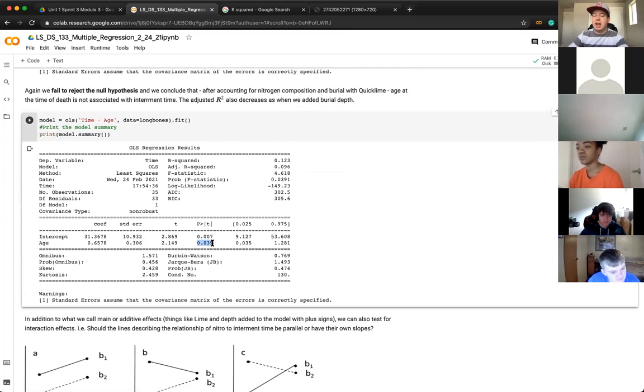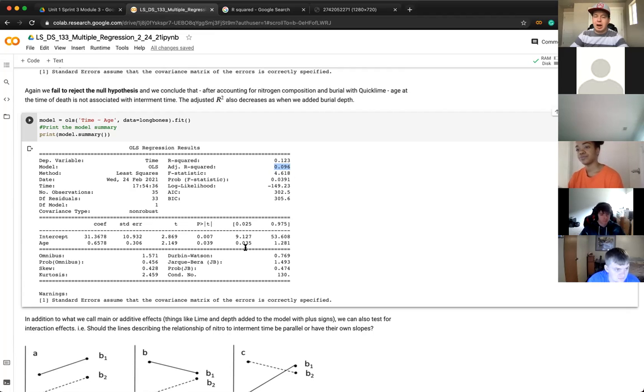Look at this. Age is significant, okay? It is a weak predictor, but it's a predictor, right? But look at my adjusted R squared, okay? This is explaining less than 10% of what's going on with my Y variable. Less than 10% of the variability in interment time, right?